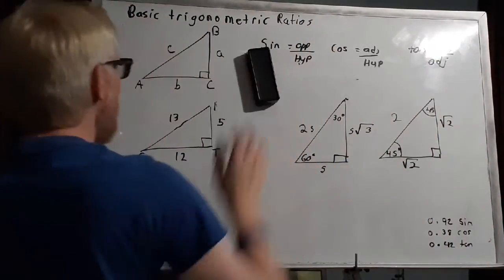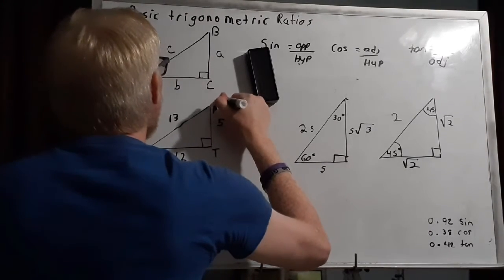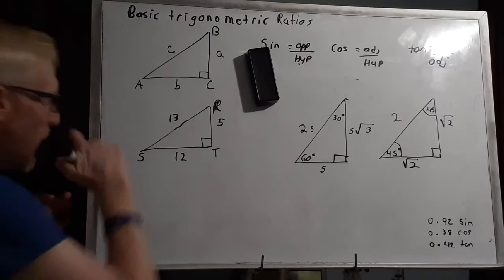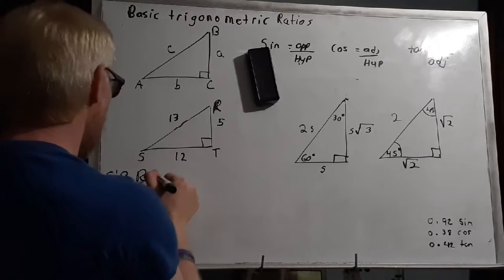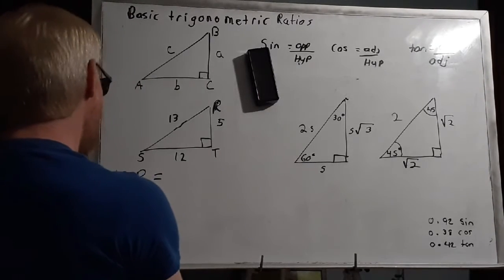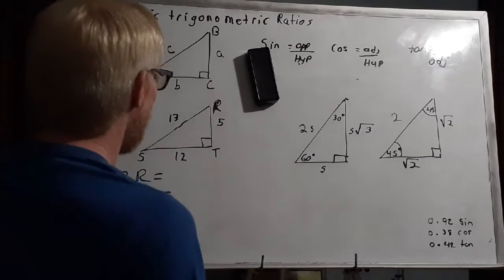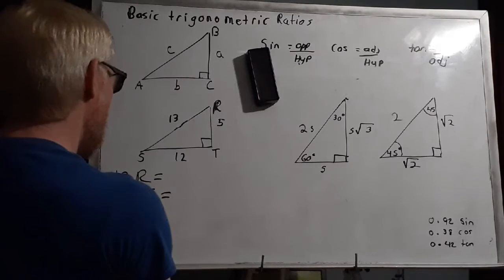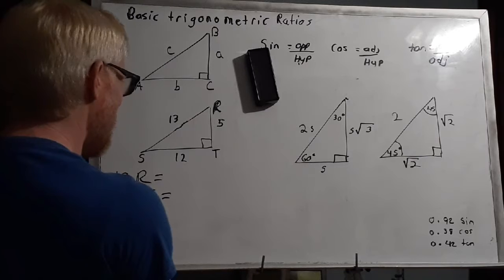Let's get started. Now we have this triangle right here. We have triangle R, T, and S, right? And they want us to find the sine of R, the cosine of S, and the sine of S as well.